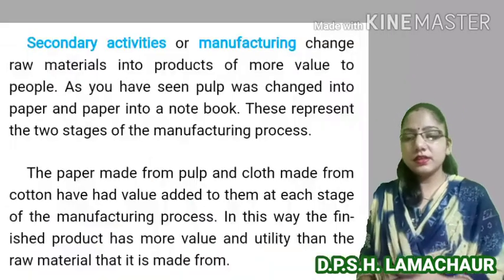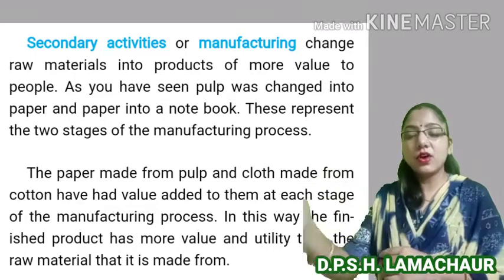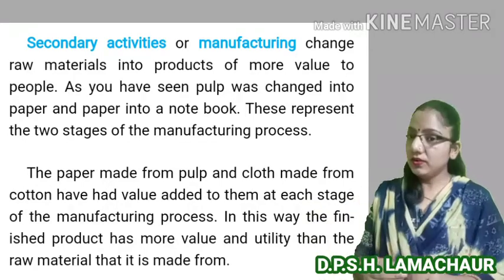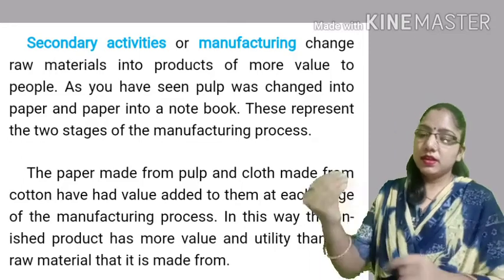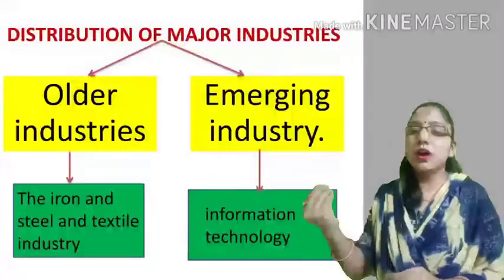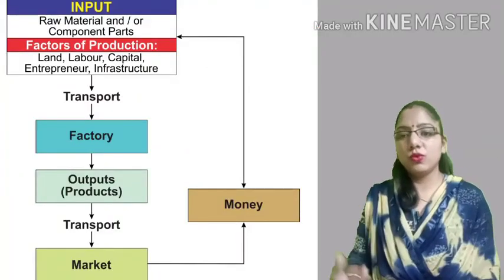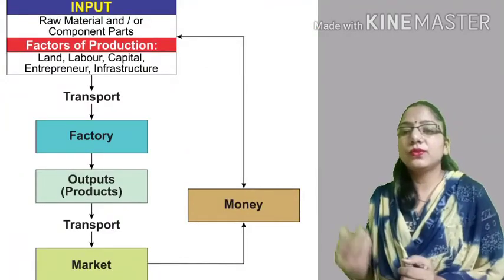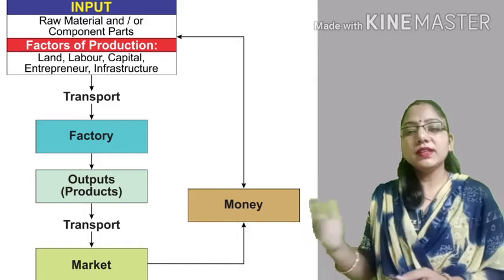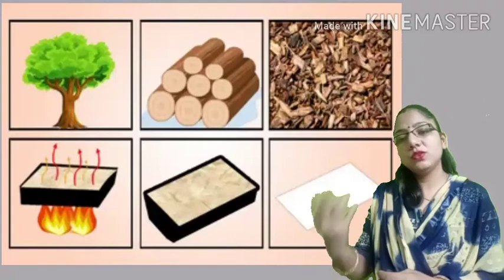Industry is considered a secondary activity, like changing a raw material into a valuable product. For example, we can say a tree is changing into pulp and later it is changing into paper. For a second example, we can take wheat. Wheat is changing into flour and after that into different kinds of eatable items like biscuits, bread and other things. So there are many examples showing an industry in which raw material is changing into a more valuable product.